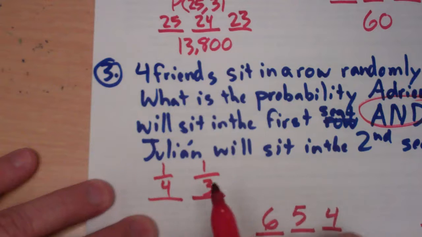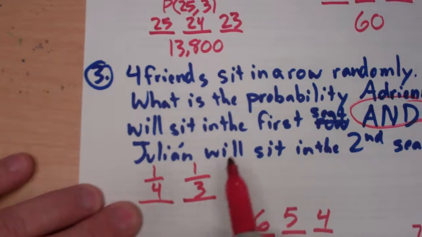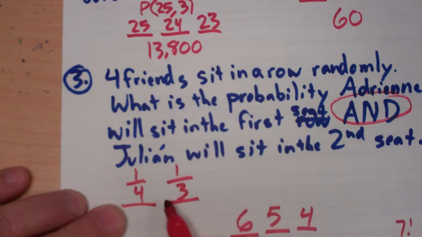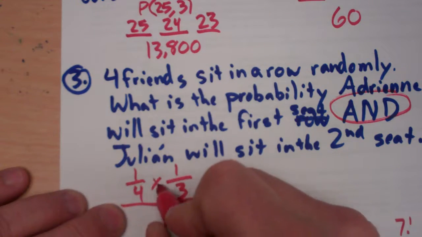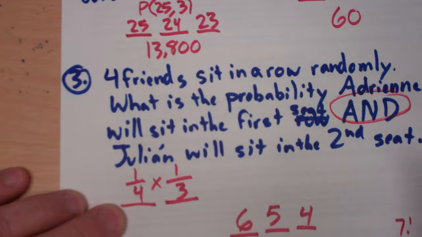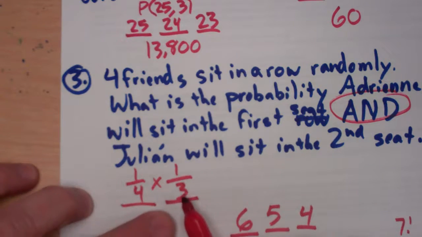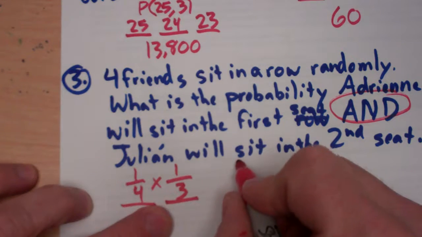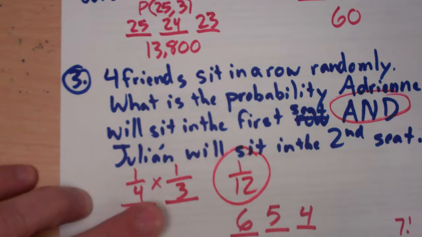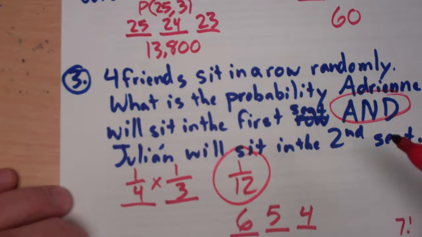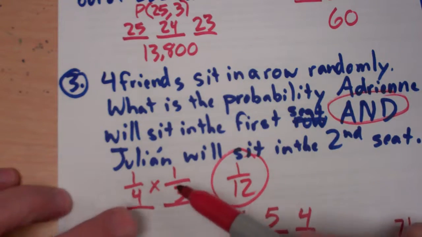So we don't care about the other 2 seats. We're really worried about these 2. And that means that both of these have to happen. It's a compound event. This has to happen and this has to happen, so we would multiply the probability. So there's a 1/4 chance for Adrienne to sit here, and a 1/3 chance that Julian sits here. And so if we multiply those, we have a 1 out of 12 probability. 1 out of the 12 choices are going to be where those 2 are sitting there.